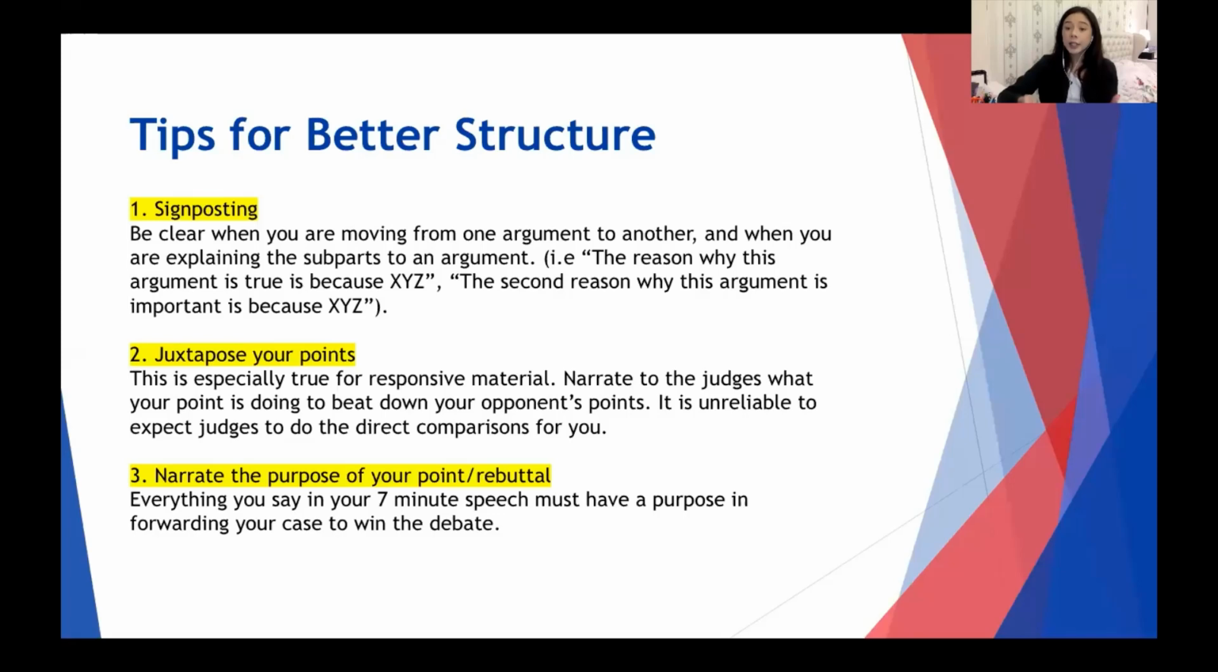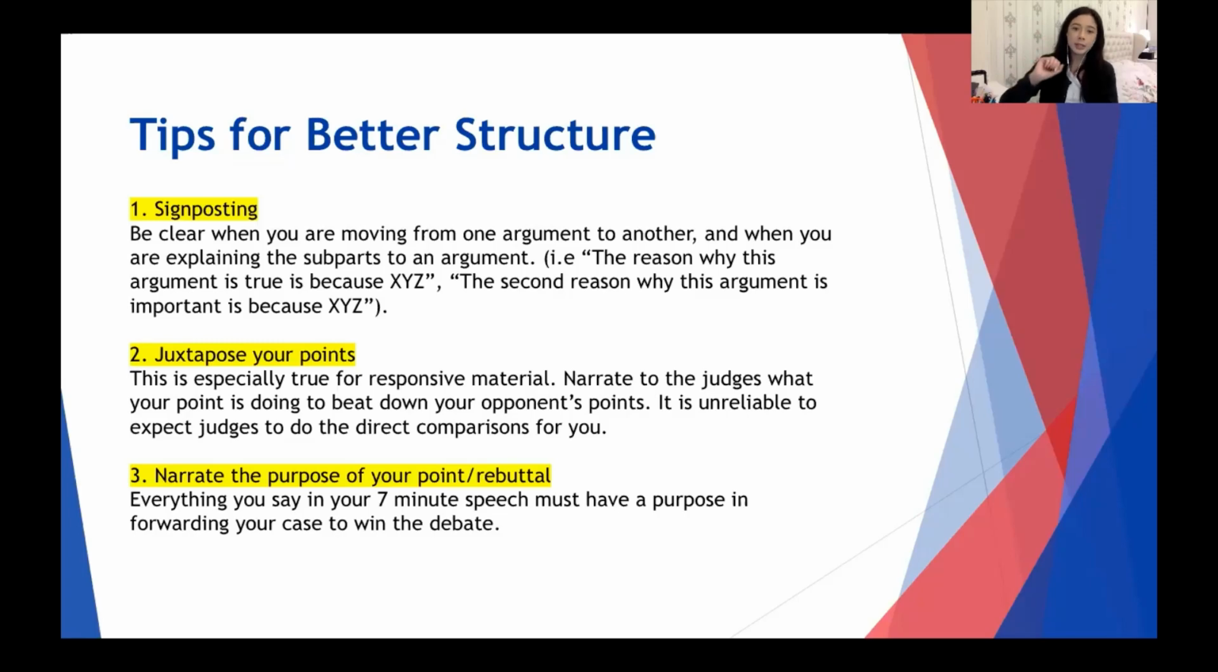Or the second reason why this argument is important is because, and then the explanation. So those 6 steps that I mentioned earlier on, don't be shy to literally tell the judge, this is my claim, this is the reason why this premise is true. Premise, background story, why this premise is true. Here are my benefits. Here is why I think my benefits are true.